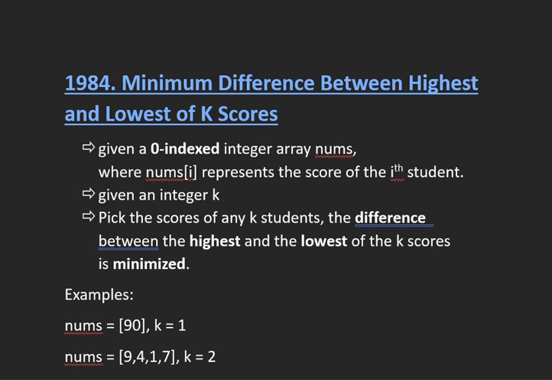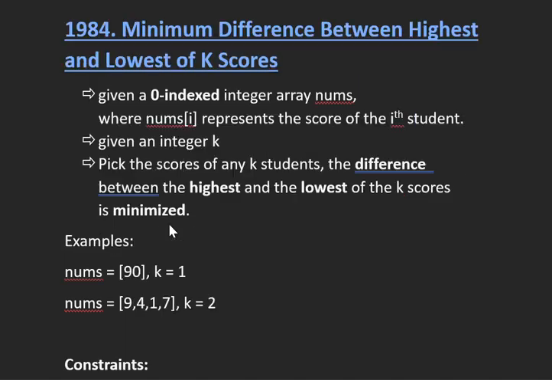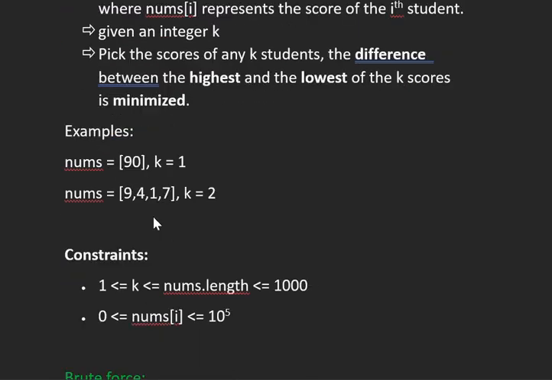Everyone. Our today's question is LeetCode 1984, in which we are given an array nums where each element of nums represents the score of a student, and we are also given an integer k. So what we have to do is pick the scores of any k students and then find the difference between the highest and the lowest of those k scores that we have picked, and we have to minimize that difference. So right, let's see some examples.